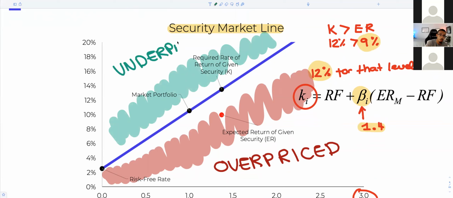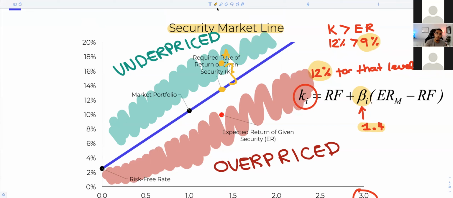The reason why it's underpriced is because if we use the same example, let's say that Tesla's point was here. This means that under CAPM, for that given level of risk, you're only supposed to get this number here. However, you ended up getting this number here, such that you made more returns than what is required for that level of risk. And for that reason, you are beating the market. And for that reason, the stock is actually underpriced.